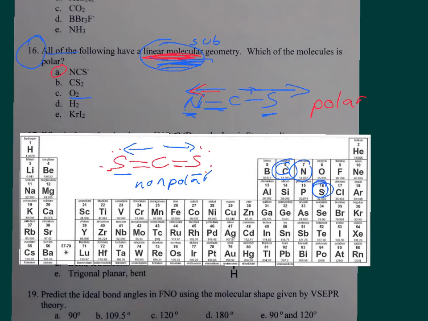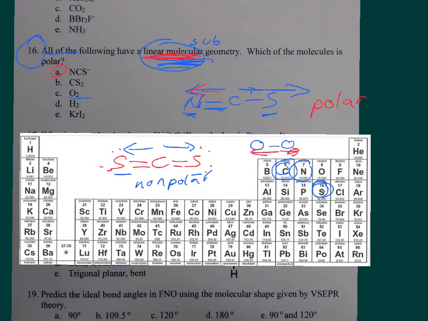If we look at C, well, that's just two oxygen atoms. Of course it's linear. Now, there may be a double bond or triple bond, but it doesn't make a difference. The fact is that when they pull, they both pull with the same strength because they're the same atom. So it's also nonpolar. So definitely A is going to be the correct answer.